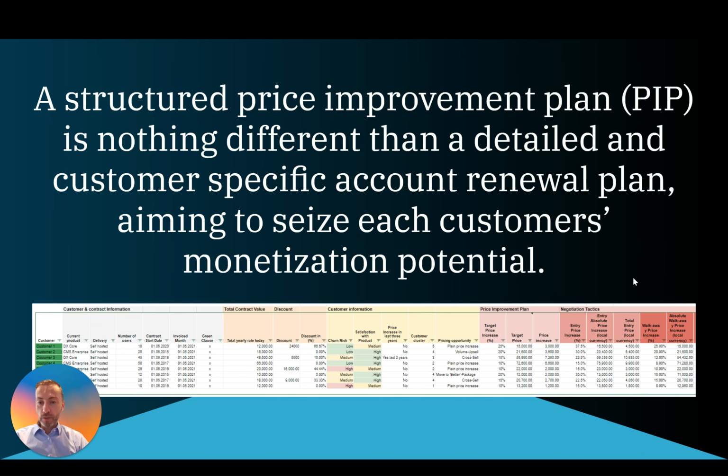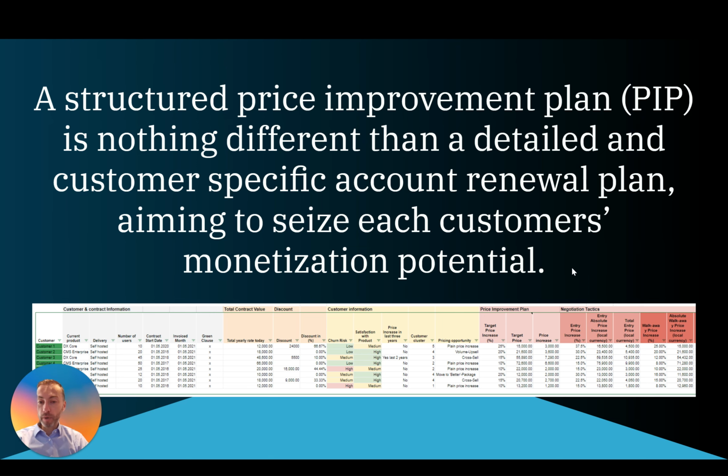So, in a nutshell, a structured price improvement plan is nothing else than going through your entire customer base in a structured, clustered, differentiated way and reviewing the pricing strategy for the next account renewal, which includes: what is the opportunity? Do we upsell, cross-sell, increase prices, reduce discounts, or anything else? How do we do that? By what extent? What magnitude? What are the tactics behind it, and so on.